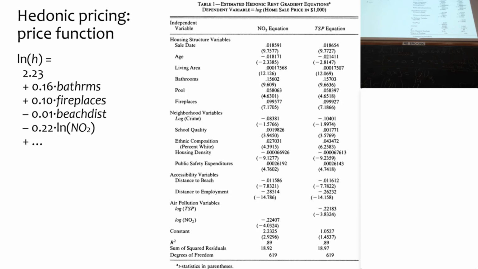the crime rate in the neighborhood, the school quality, ethnic composition, right? How black are your neighbors. This is US data, and that matters. How densely populated is the area. And then the variables you may be interested in, like the distance to the beach. Now what you see is that the further away from the beach, the lower the price of the house. Highly significant, right?